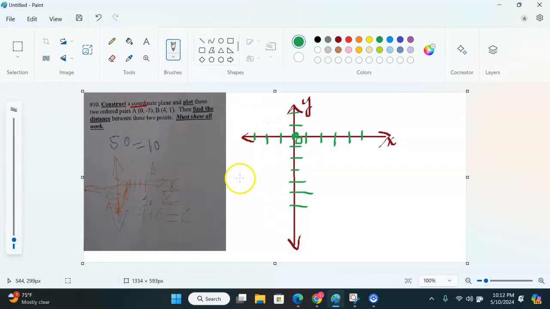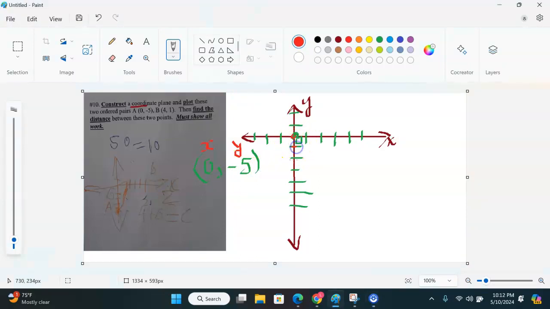0, -5. What does that mean? That means in the ordered pair, the first number is always the x, and the second number is the y. Now, if you happen to forget which one is x and y, think of the alphabet: w, x, y, and z. So the first number is always the x, and the second number is the y. Okay, so 0, comma, negative 5. So I'm going to go down, well, the x is 0, and then the y is negative 5.